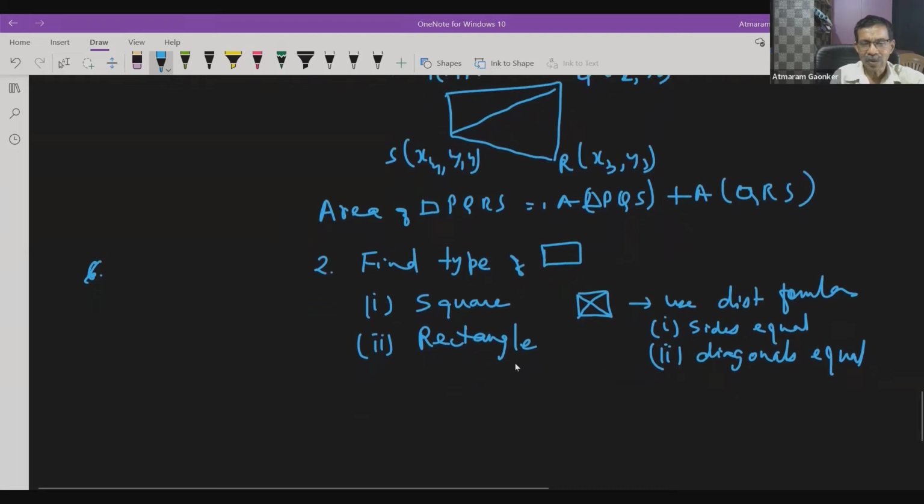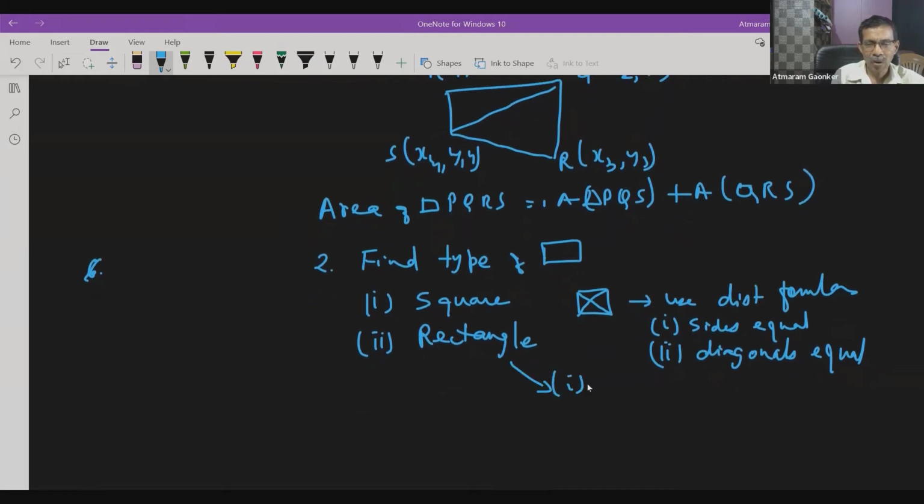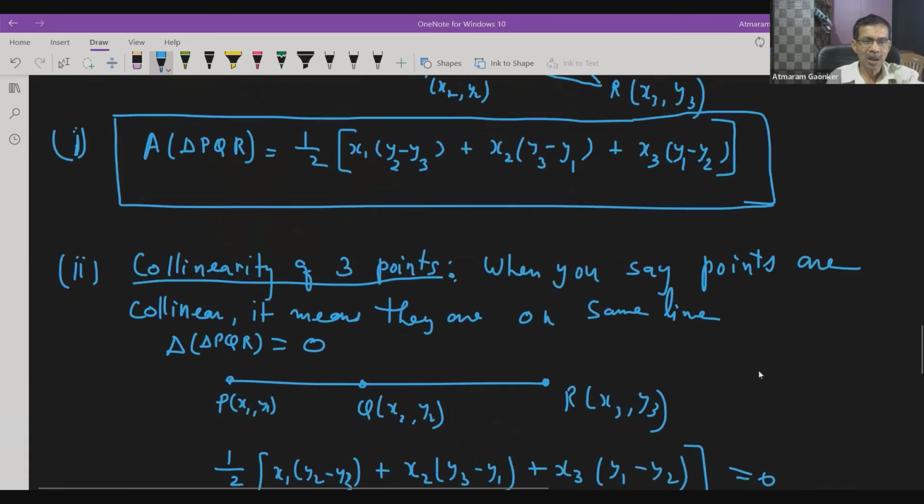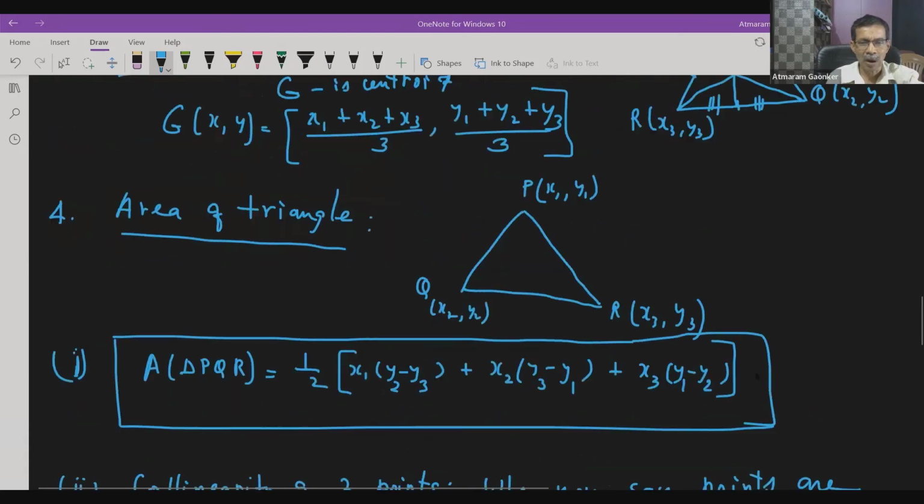In a rectangle, first find the length of opposite sides. And if the length of opposite sides are equal, and number two, diagonals are equal, then it is a rectangle. So we will solve these problems and then you will come to know better. So this is all about the formulas that you have to remember.